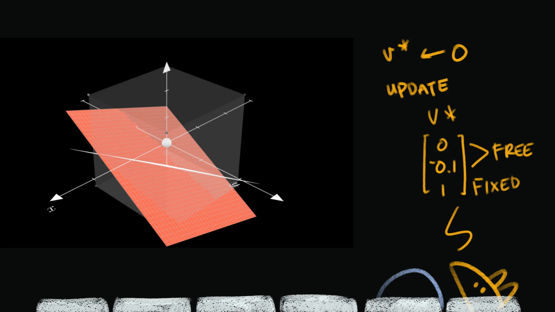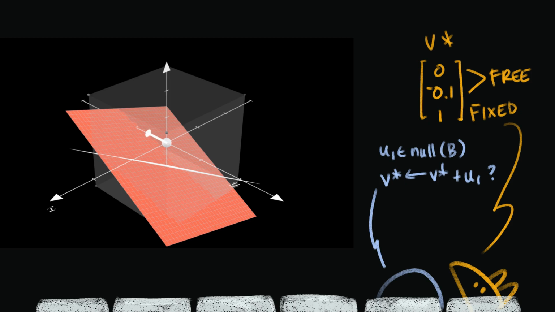Ideally, the magnitude of B times v star would change as little as possible as we change v star. What would be a helpful direction to travel in? Well, the null space of B is non-empty, so how about a vector u1 in the null space? That way, after updating v star, we would still have this equality.